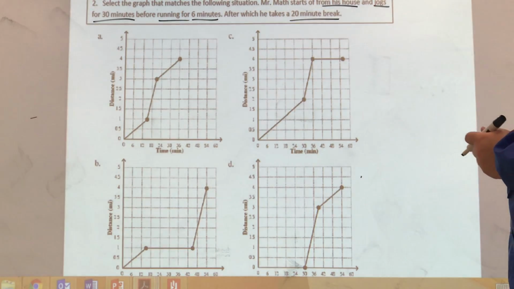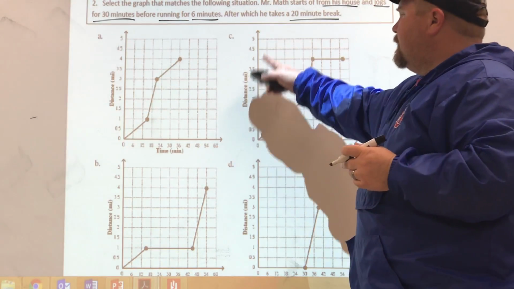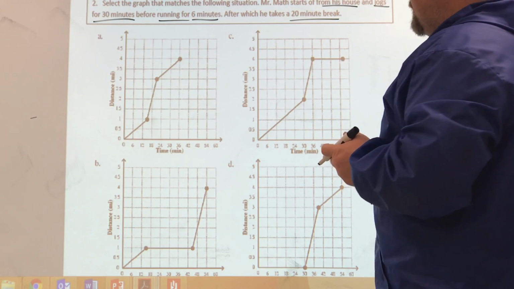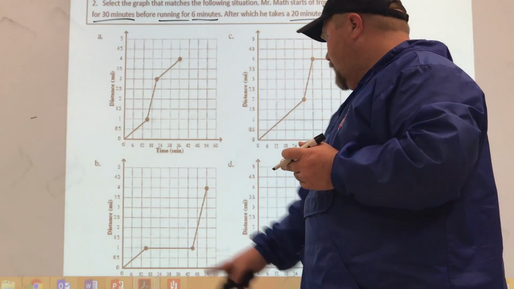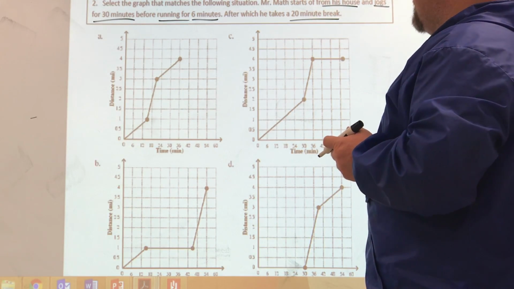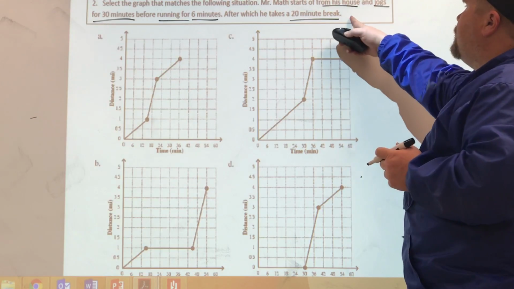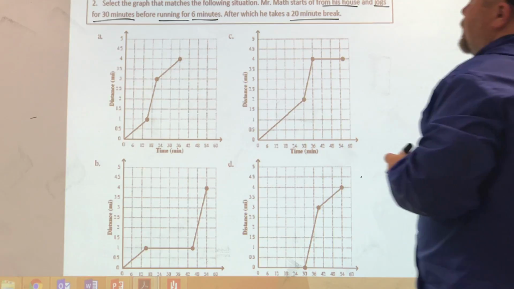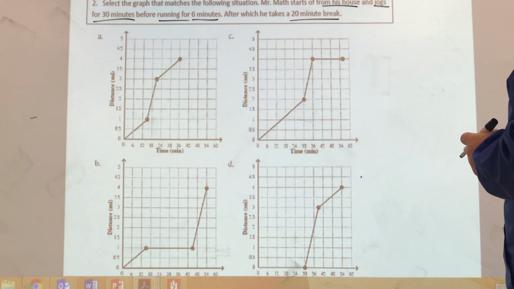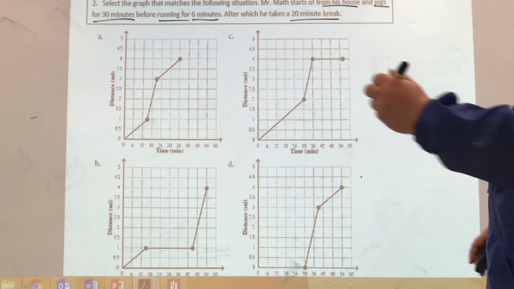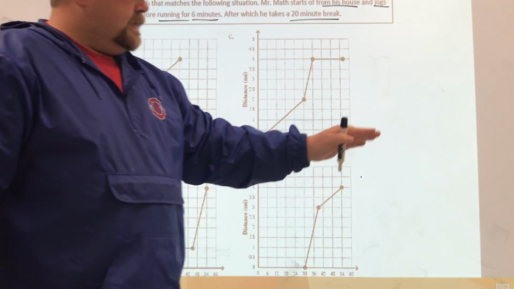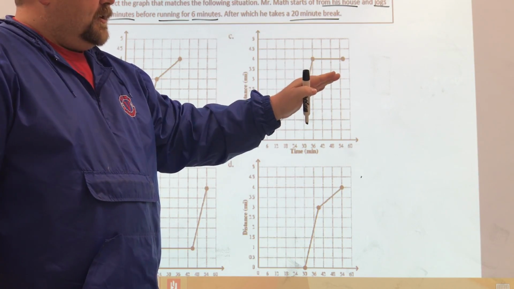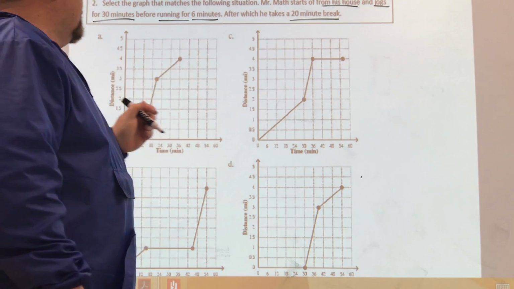So let's take a look. The graphs are labeled, on the y-axis, distance from his house. Well, it said he started at his house, so we're looking for a graph that starts at 0. Looks like all of the graphs start at 0 distance. So they all fit that, so they're all starting at his house. And so now we're looking for one that jogs for 30 minutes. Jogging is not going to be as fast as running, so we're looking for one with a slant that maybe is not quite so steep. Jogging, maybe the rate of change is fairly shallow, and running is going to be a steeper one. So let's take a look.